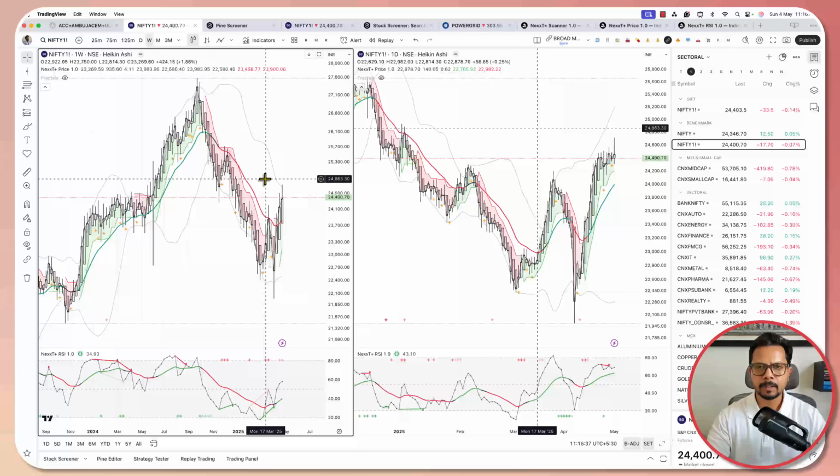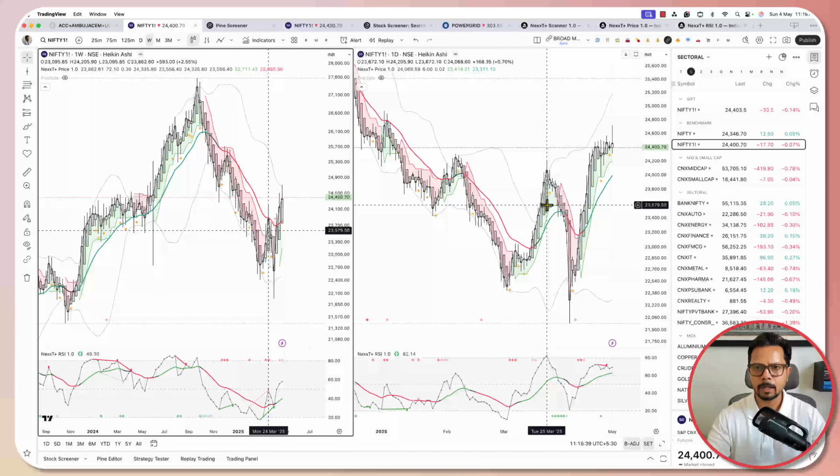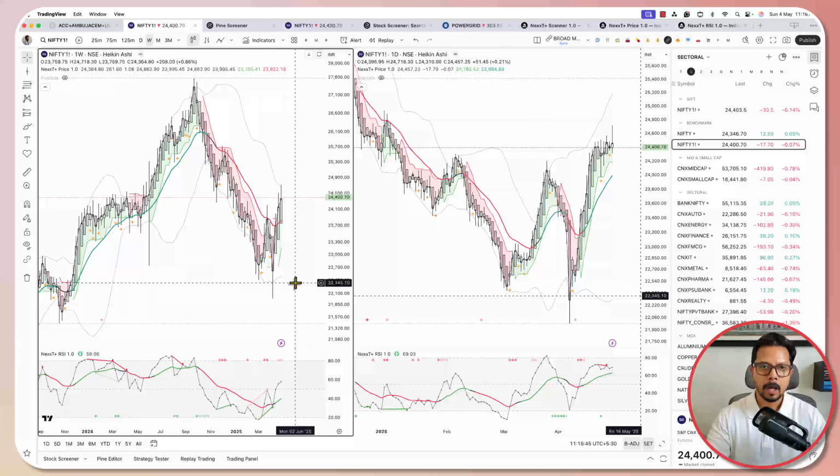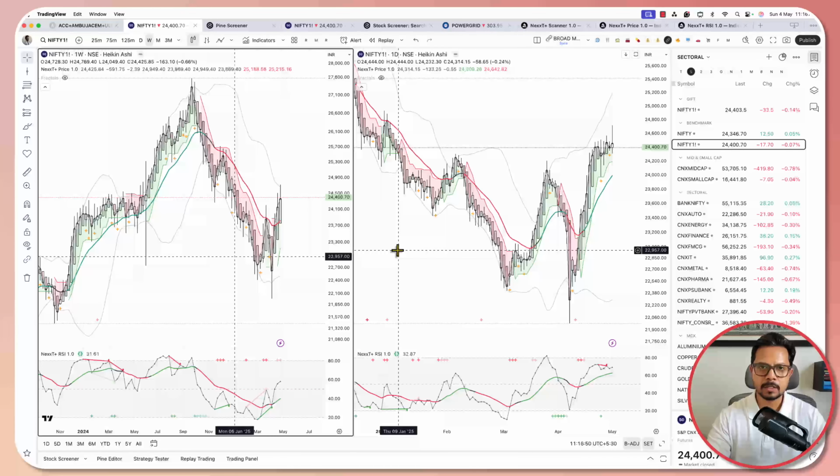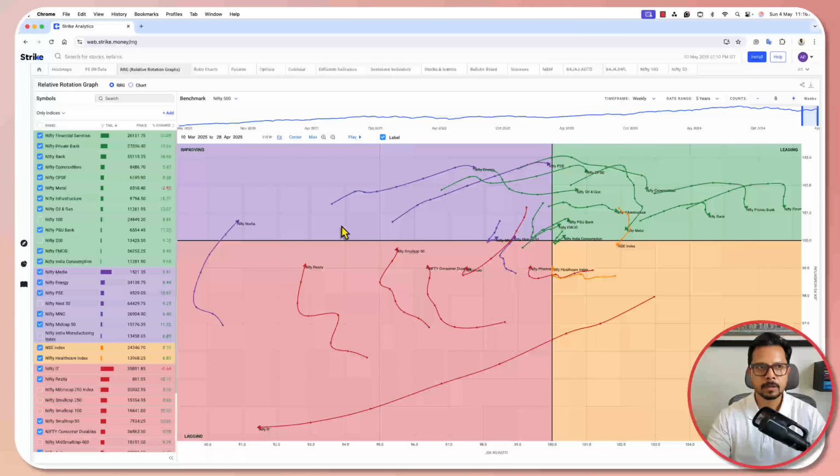And the intention is to quickly take a look at what happened to the market last week. And based on that, how can we position ourselves for the week ahead? I will be bouncing off our price analysis of these charts alongside RRG graphs from the Strike Analytics platform.